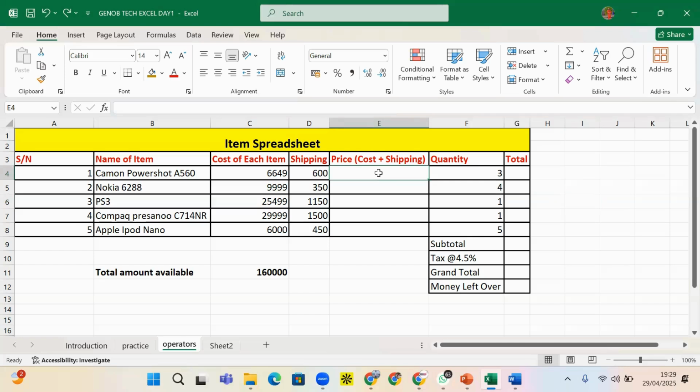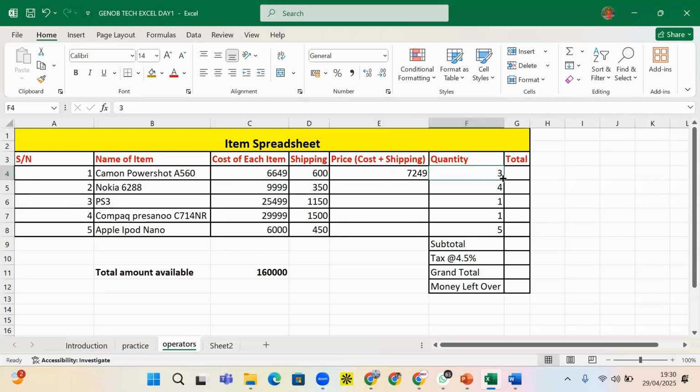So for us to perform calculation in Excel, the first thing you need to know is that you must enter equal to. Once you enter equal to, you're telling Excel that I want to perform calculation, right? So I enter equal to, I call the cell. This cell is C4, right? I either click on C4 or I can type C4. If I type C4, it will go and pick it. And I say plus D4. And I enter. So this is the price of one item of Canon.